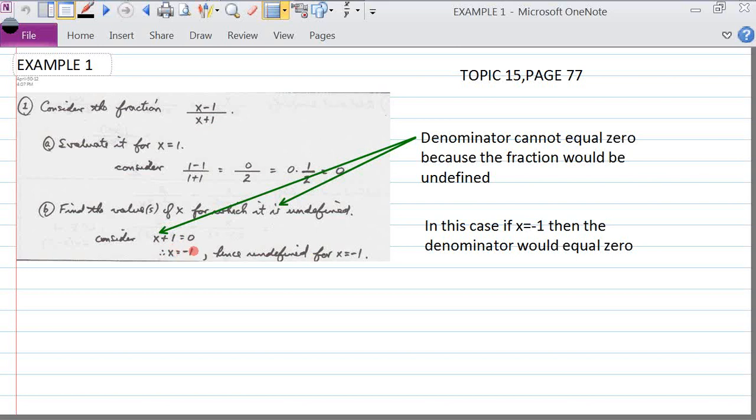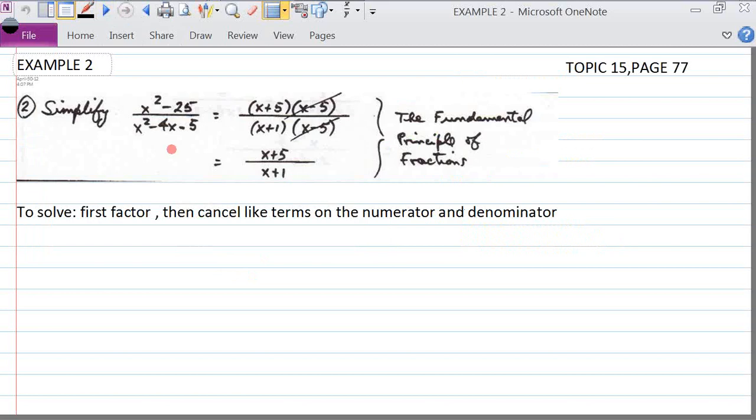And x is minus 1. In other words, if x is minus 1, then minus 1 plus 1 is 0. And 0 in the denominator would make the fraction undefined. So find the value of x for which it is undefined. Sometimes if we have more complicated expressions in the denominator, we will have more than one value. Here, we set this equal to 0, solve for x. x is equal to minus 1. Hence, this expression is undefined at x equal to minus 1.